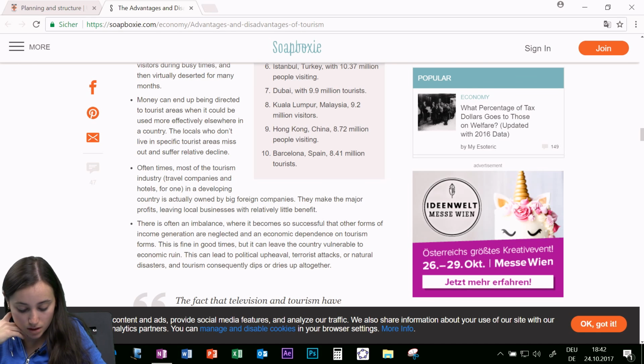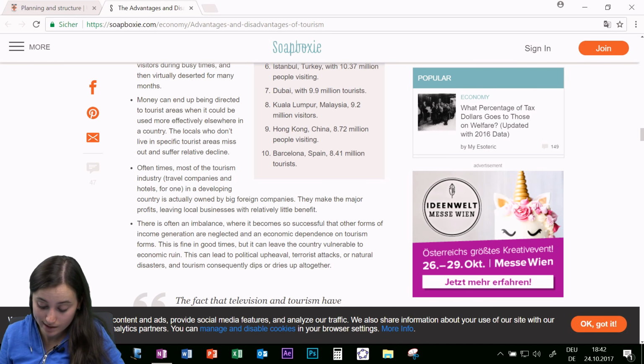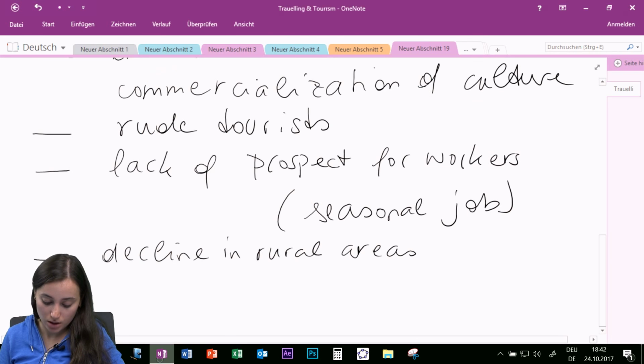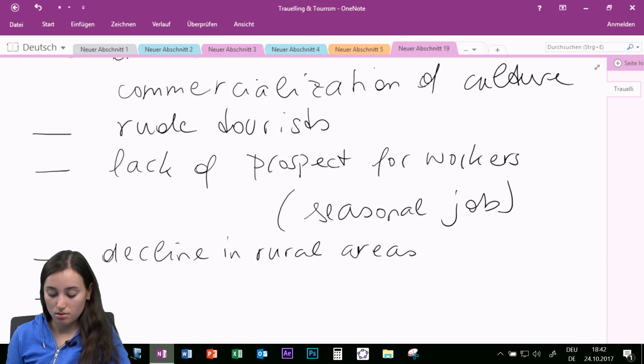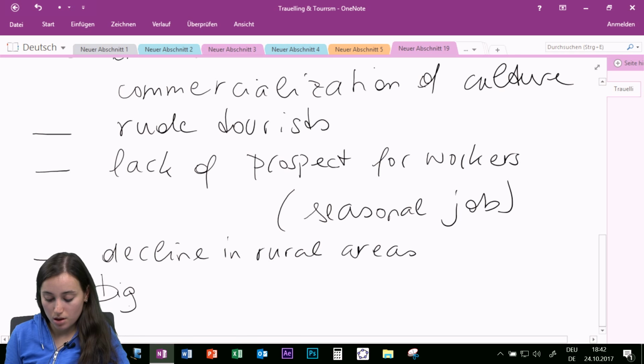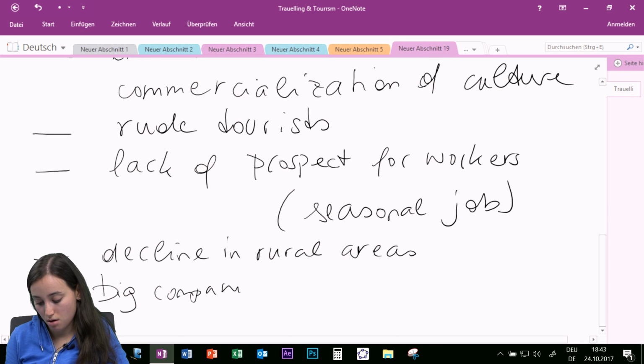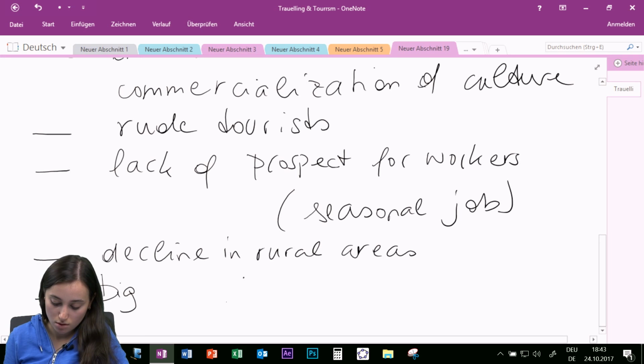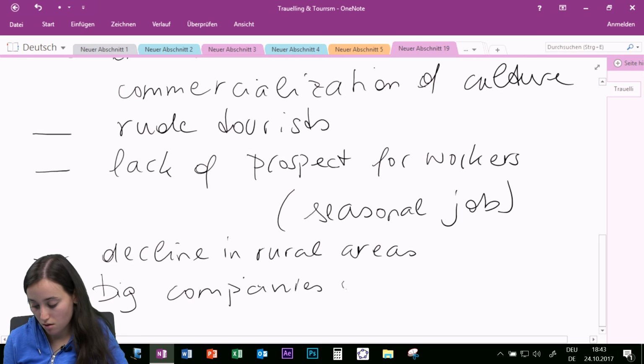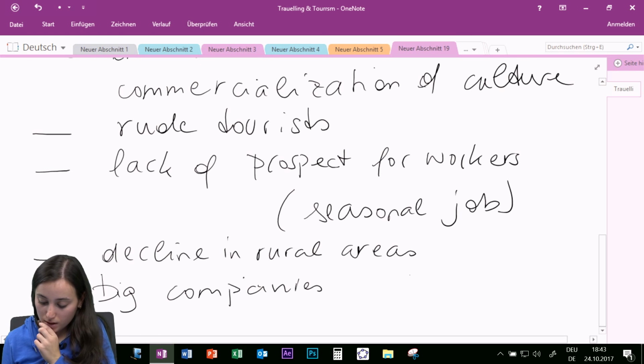Oftentimes, most of the tourism industry in the developing countries is actually owned by big foreign companies. They make the major profits, leaving the local business with relatively little benefit. How could I paraphrase that? Big companies own or profit. Profit is better. Okay.